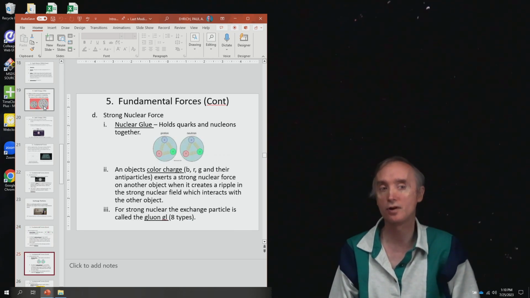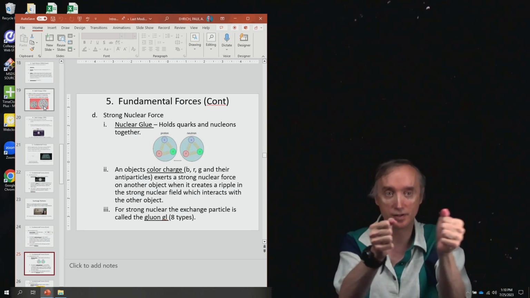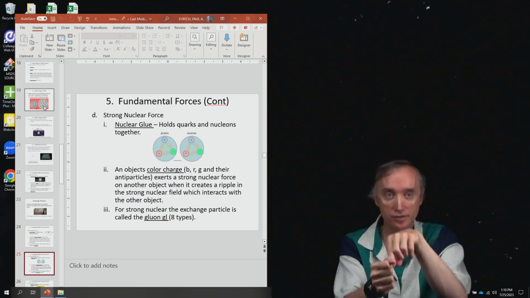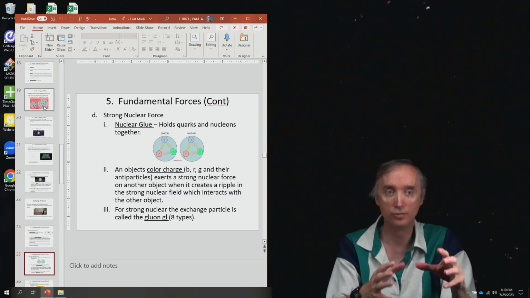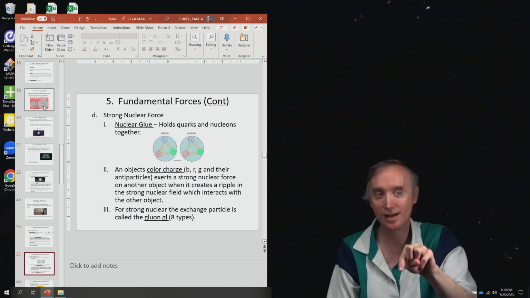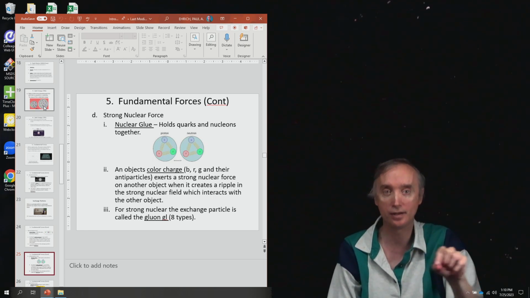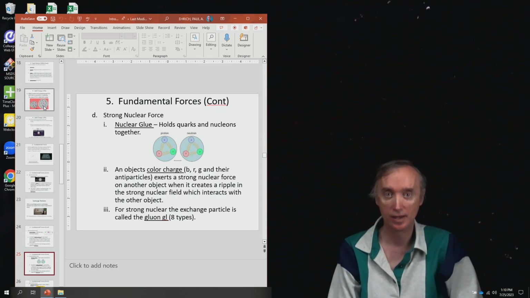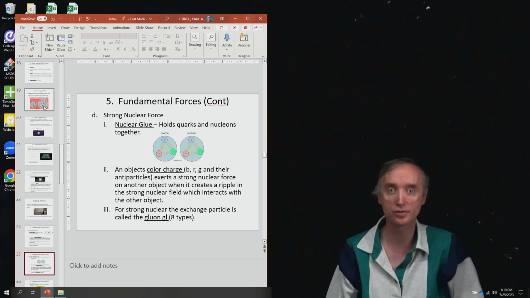Then you've got the strong nuclear force, which is responsible for holding 2 things. It will hold protons and neutrons together to make a nucleus. But it also holds the quarks together that are inside the protons and the neutrons. And then the particle that is responsible for the strong nuclear force is going to be called the gluon.